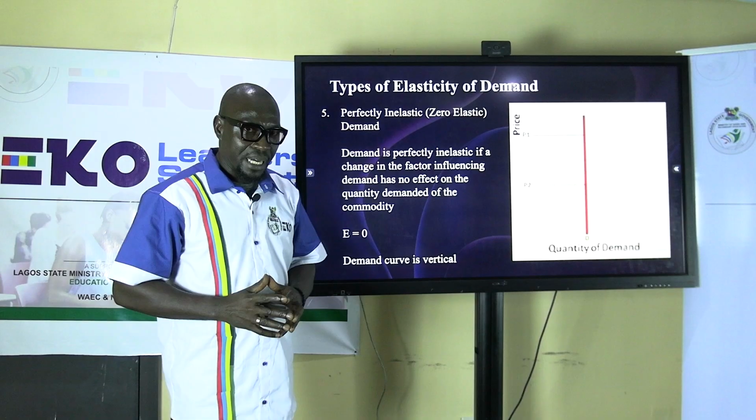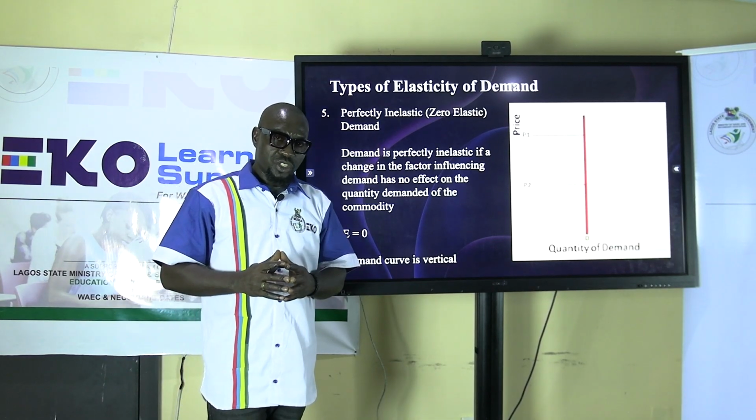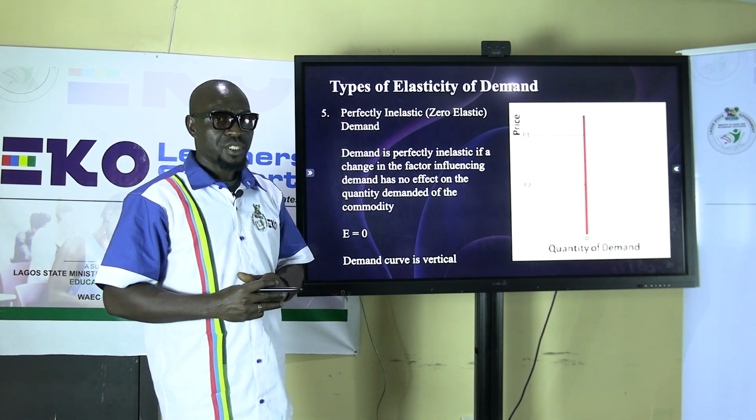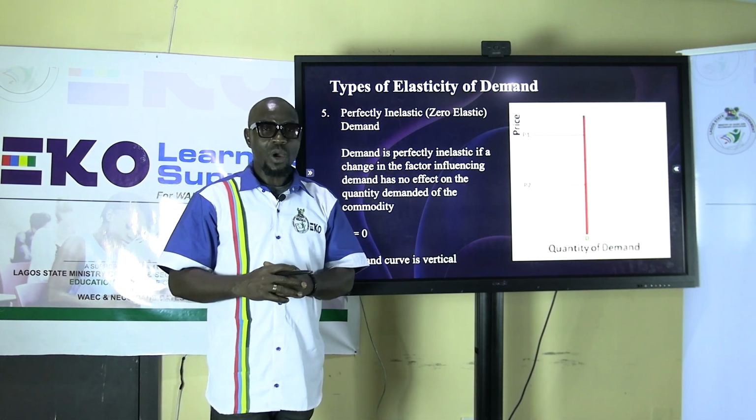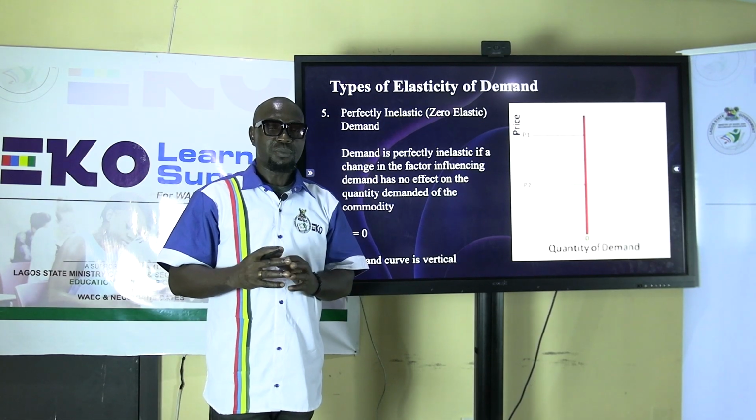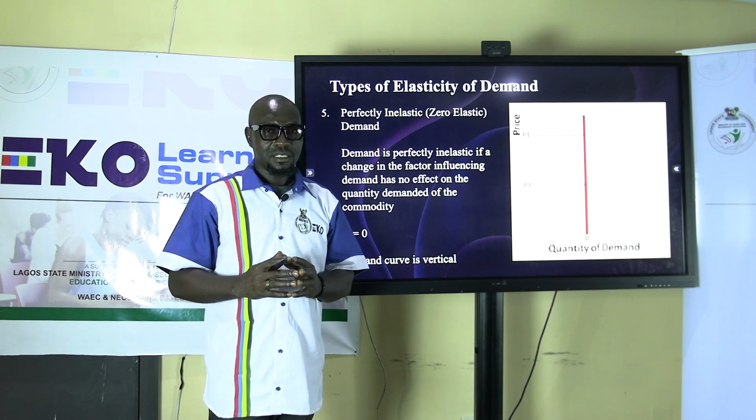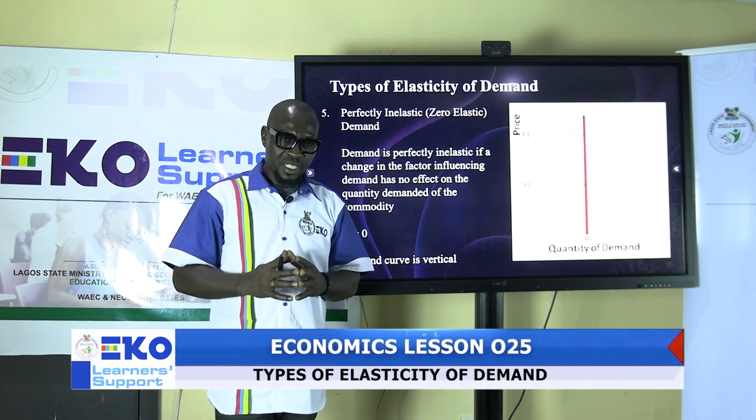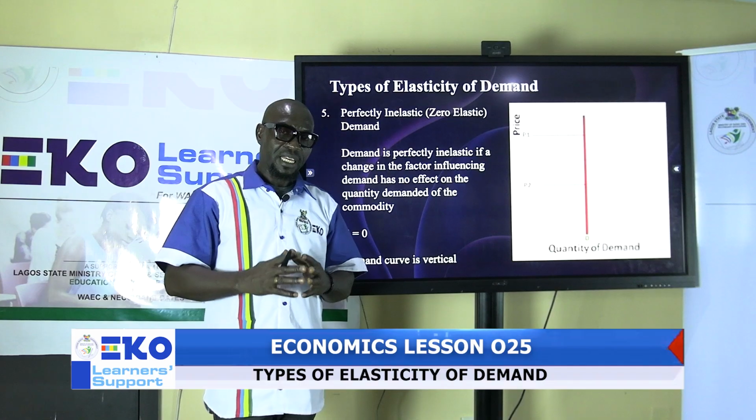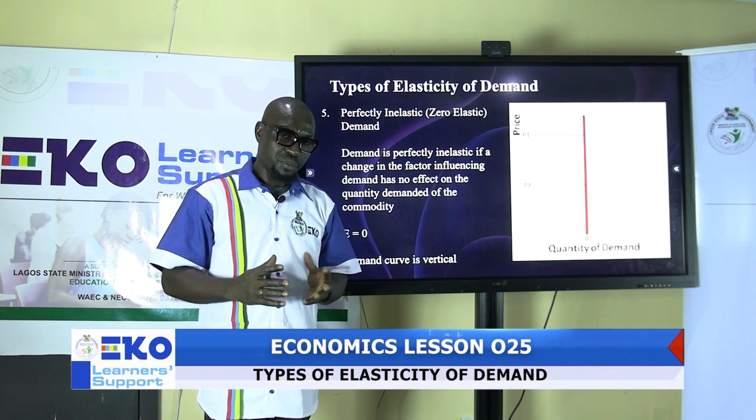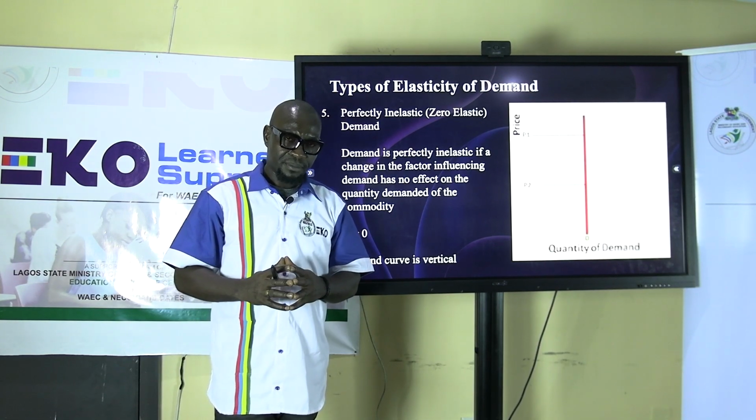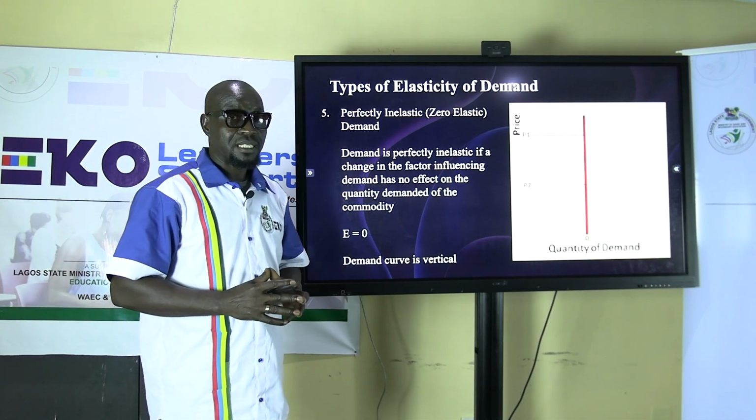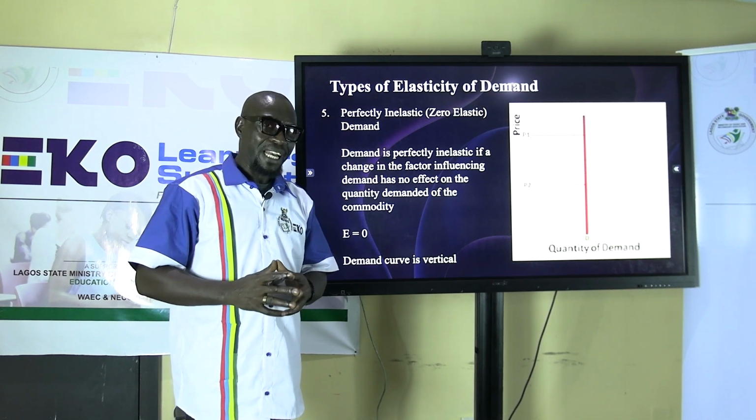For inelastic demand, a small change or a given change in price leads to a smaller percentage change in quantity demanded. That's for inelastic. Meaning that if you have a 10% change in price, you are going to get like a 3% or 5% or 7% change in quantity demanded. Same for income, okay? And the coefficient of elasticity is less than 1 for inelastic demand.